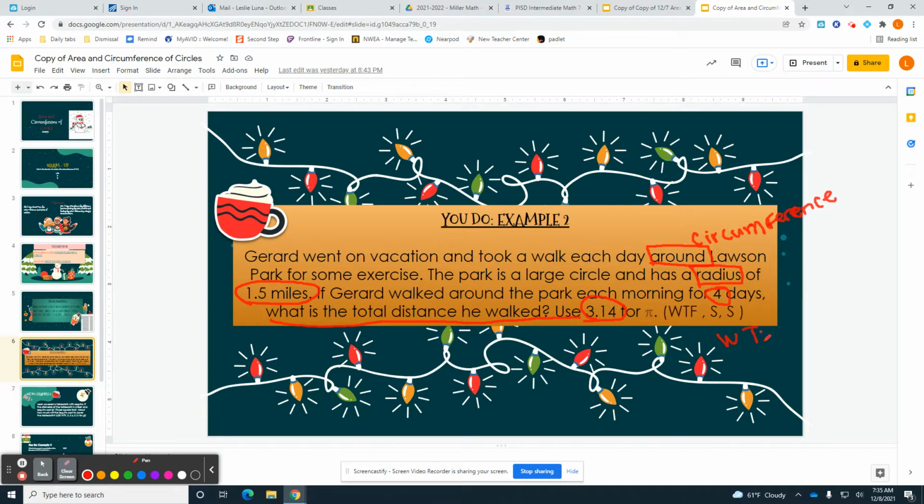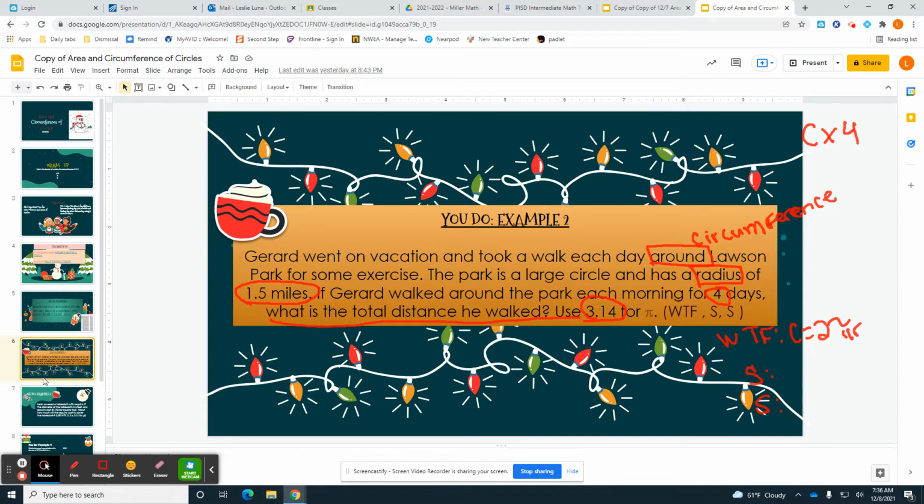So remember, you have to do WTF: write the formula, substitute, and solve. So for the formula, if you have radius, you should have done C equals 2 pi r. I'm not going to go any further on that because you should have already solved it. This is just to make sure you used the correct information. And remember, if it wants to know what is the total distance he walked after 4 days, you had to take your circumference and multiply it by 4. So whatever you got for your circumference, you had to multiply by 4.